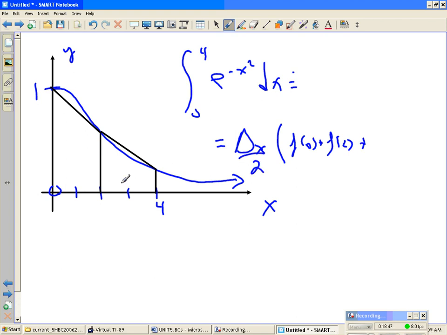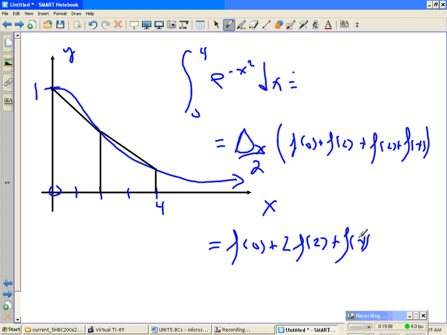Plus base 1 here and base 2 here. So that's another f of 2 plus an f of 4. That's what we got to do. And again, delta x is 2 in this example, so this whole thing is 1. So I just have to figure out f of 0 plus 2 f of 2's plus 1 f of 4. That's all I got to do for this trap problem.